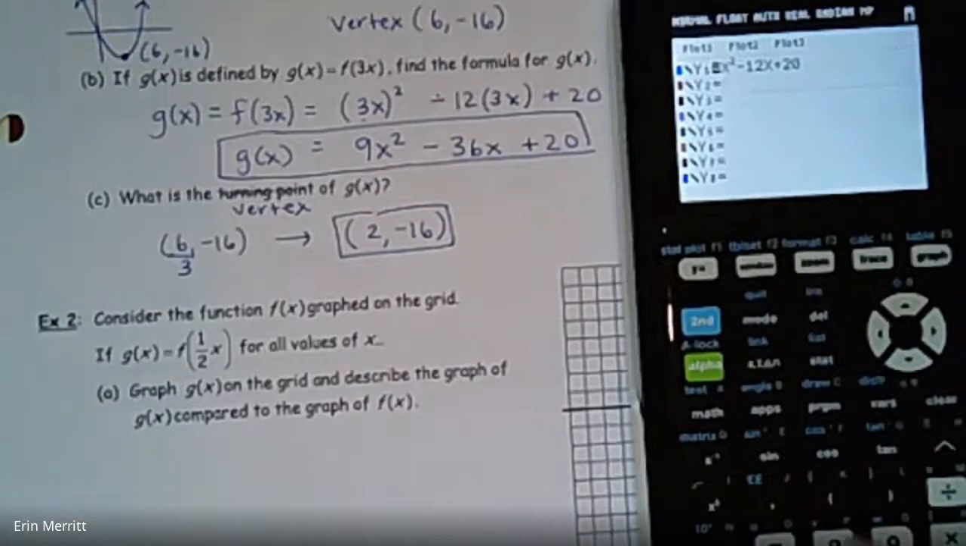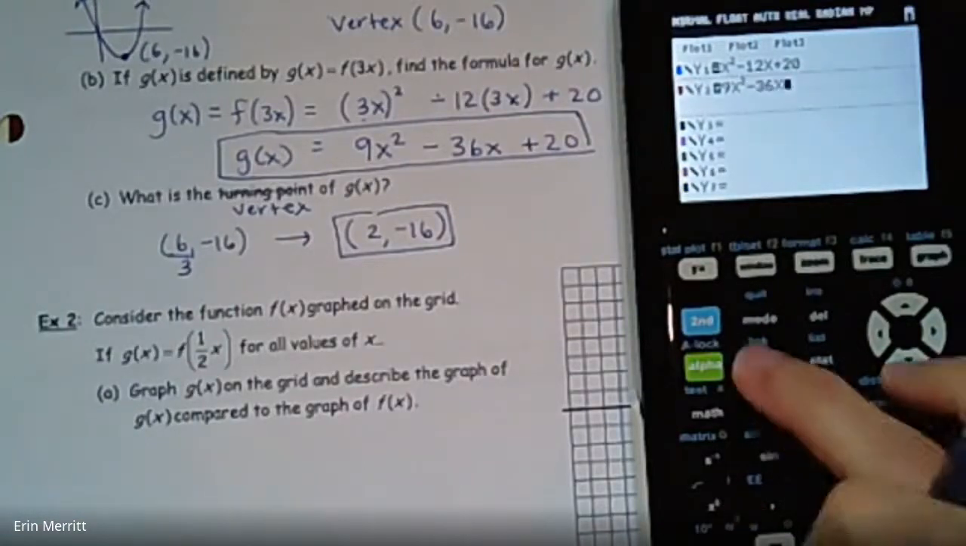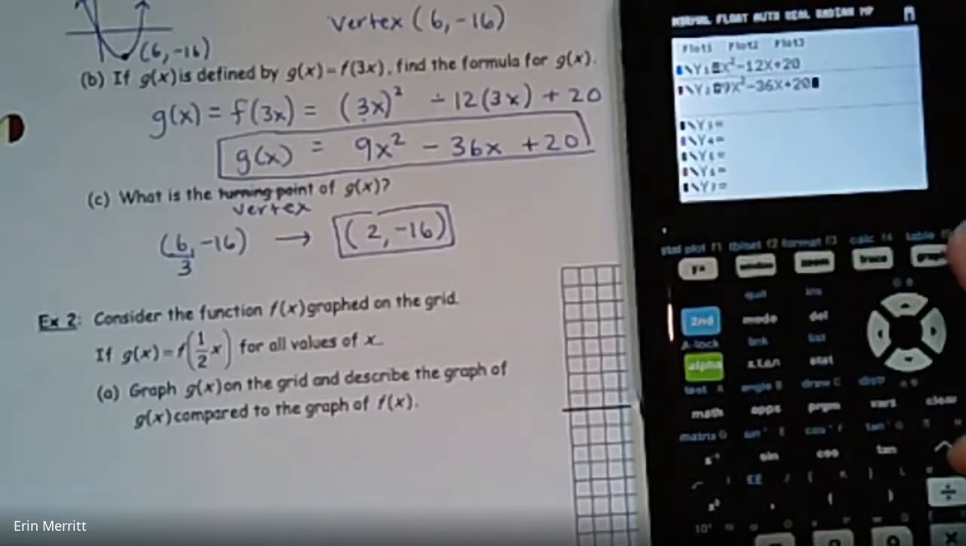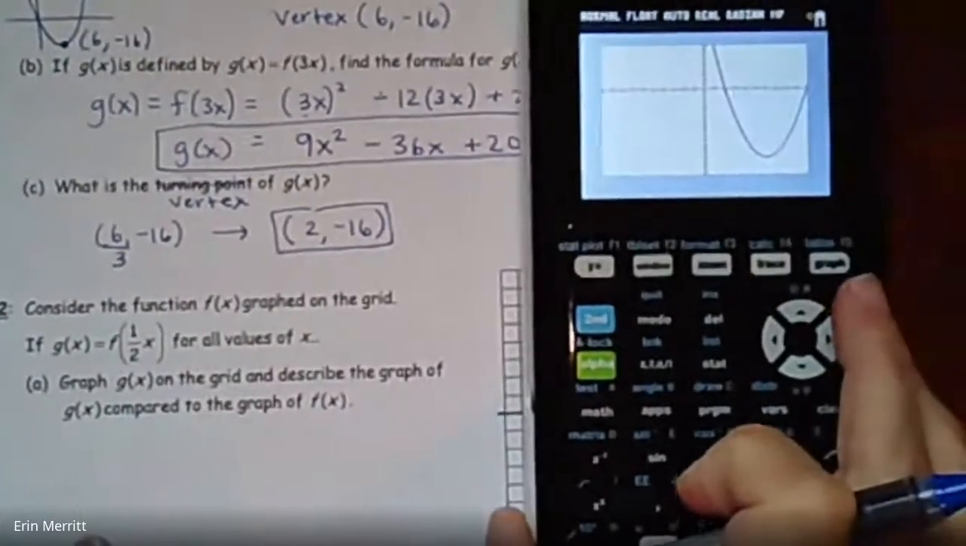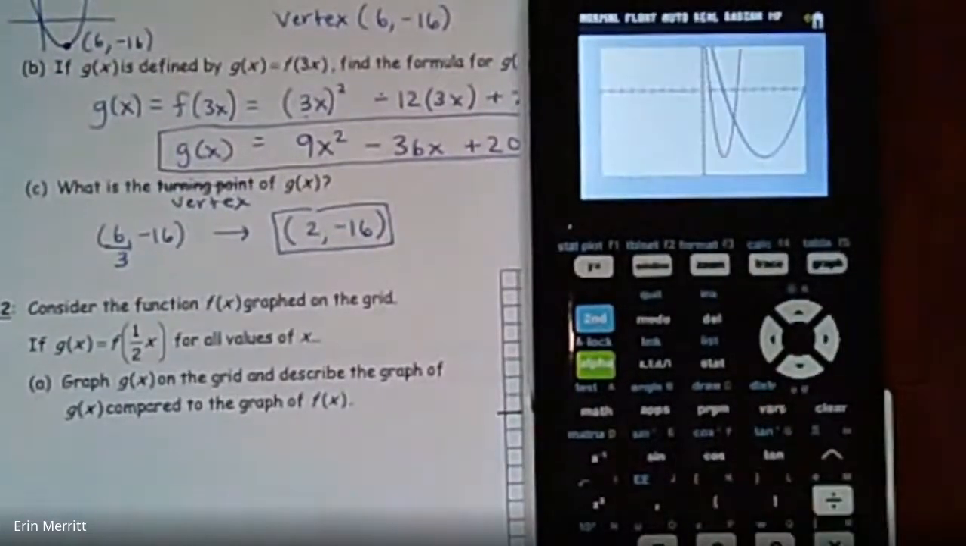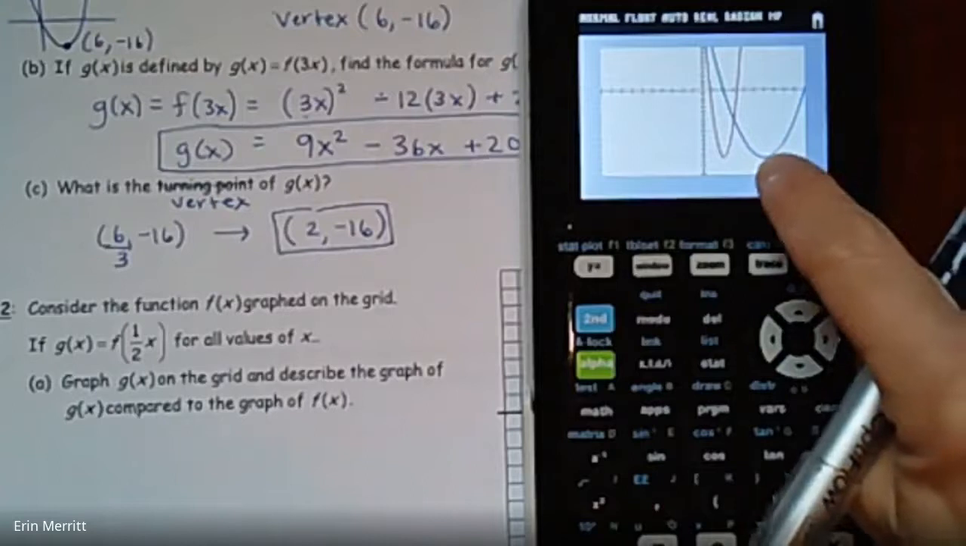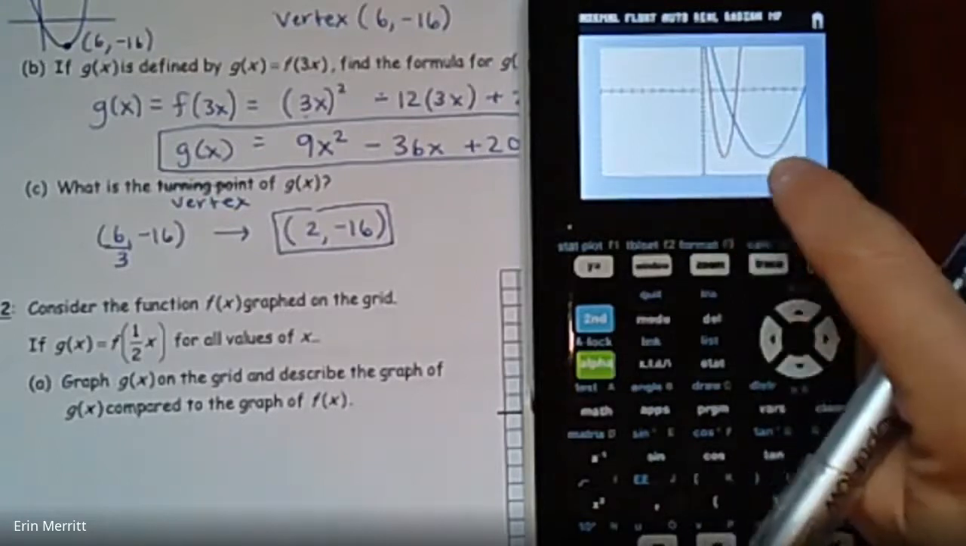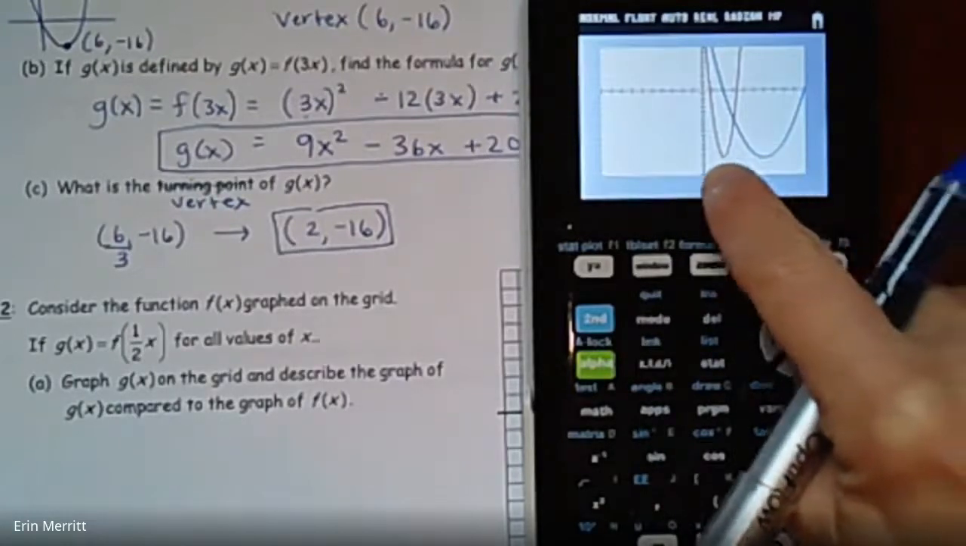So I can type in 9 and then x squared minus 36x and then plus 20. And let me graph this guy. So the original's still there, right? Notice the graph. It's narrower than the original, which is what we would expect. And the vertex point shifts over here. So it still stays the same depth at negative 16.